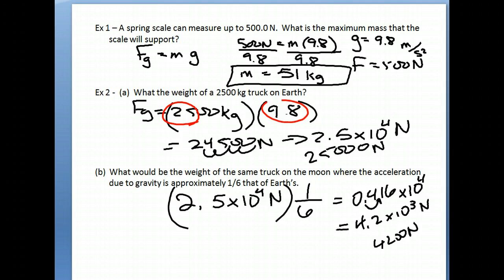And B, what would be the weight of the same truck on the moon, where the acceleration due to gravity is approximately 1/6 that of Earth's? Well, in that case, it's going to be 1/6 of the answer, which is 4.2 times 10 to the 3 newtons, or 4,200 newtons.